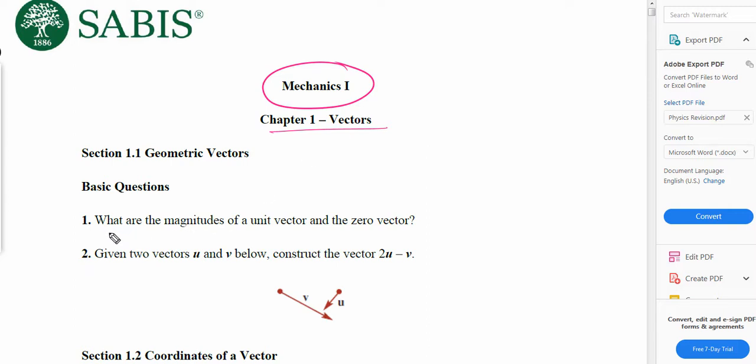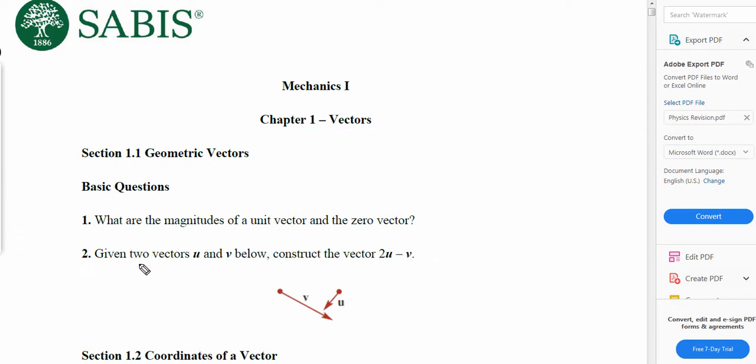Question number 1 says, what are the magnitudes of a unit vector and a zero vector? It's quite straightforward. The magnitude of a unit vector is 1 and the magnitude of a zero vector is 0. Simple. Now let's move on to question number 2.